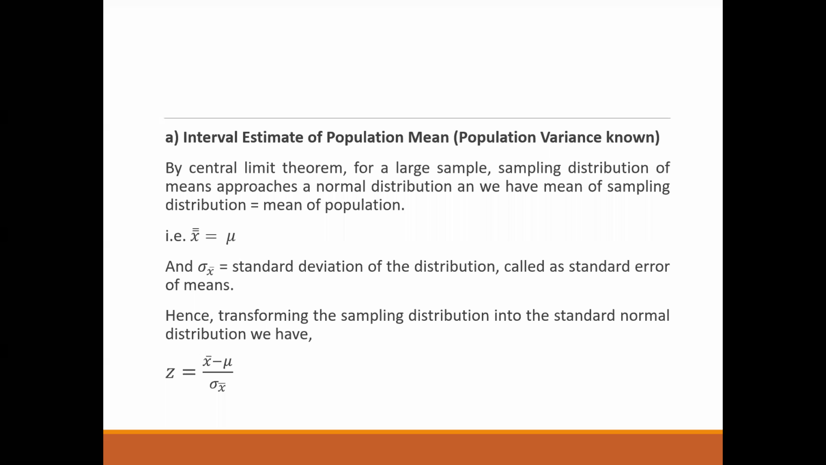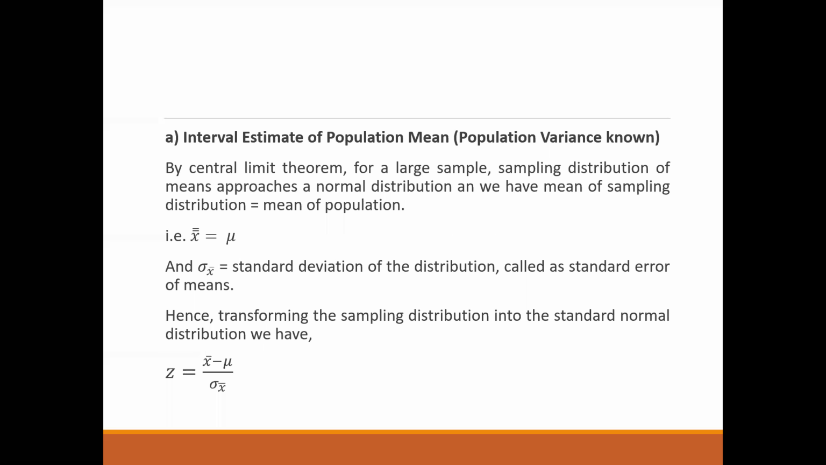Okay, so if I solve this and I want to find out the value of mu, we can easily write mu equal to x bar minus z sigma. That is the function which we can get from this standard normal variate function z.